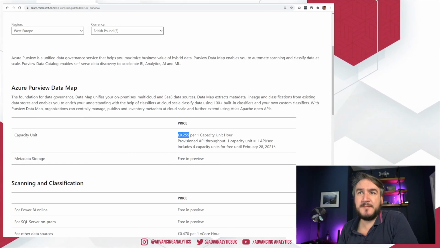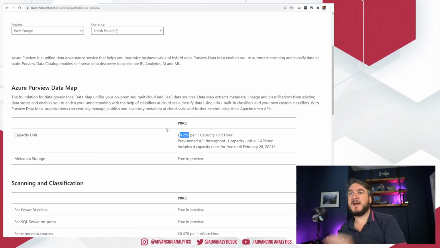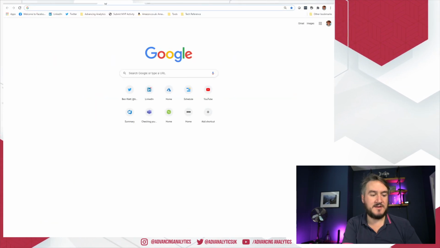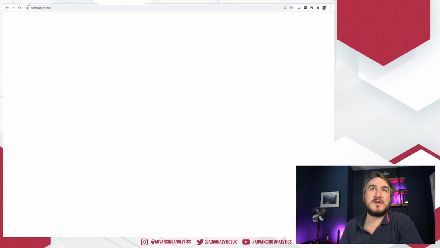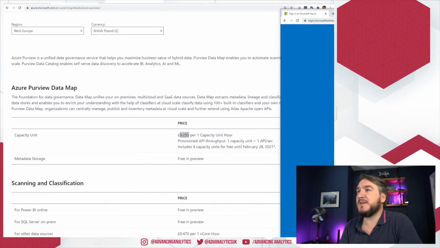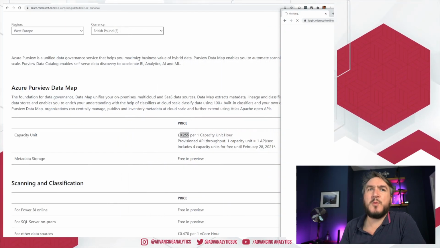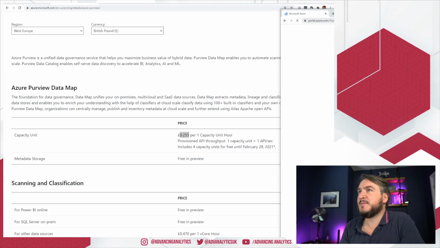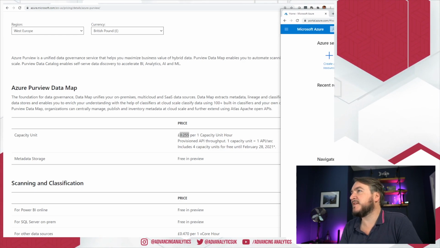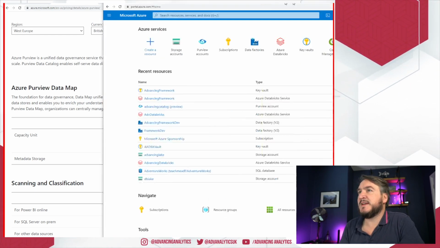We can extrapolate from this, right? So 0.255 per capacity unit per hour. And if we just dive quickly into the portal, I'm just going to grab that up separately. We can start to understand a little bit about the costing that's going to be associated. Let's just bring this back in.